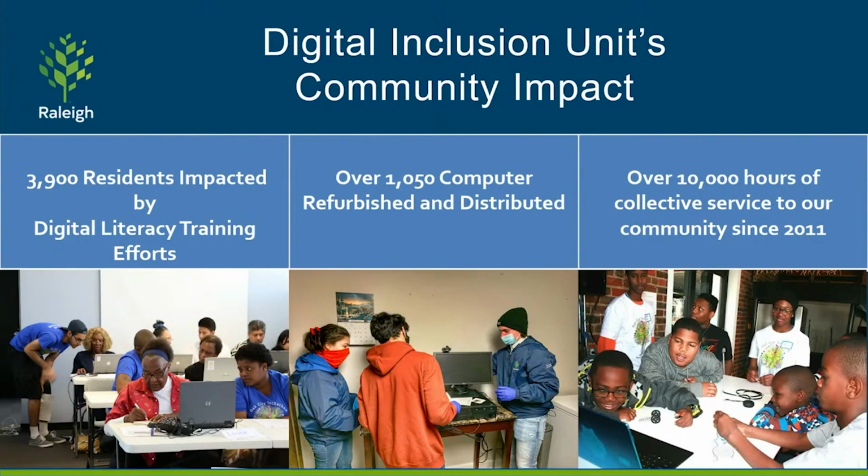Over the last decade, the Raleigh Digital Connectors Program and the Alumni Network of Ambassadors have trained over 3,900 residents in digital literacy, refurbished and distributed over 1,000 computers, and collectively have served over 10,000 volunteer service hours.